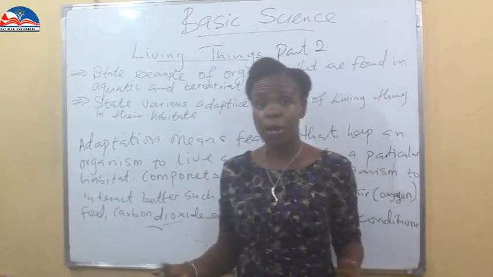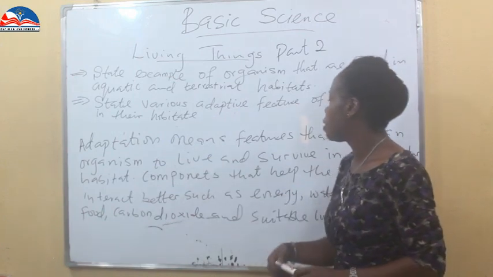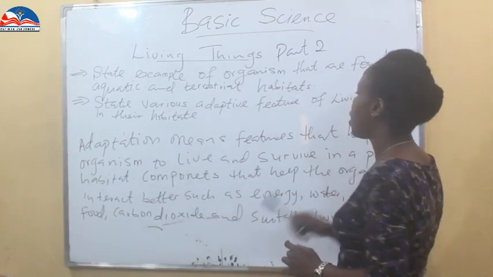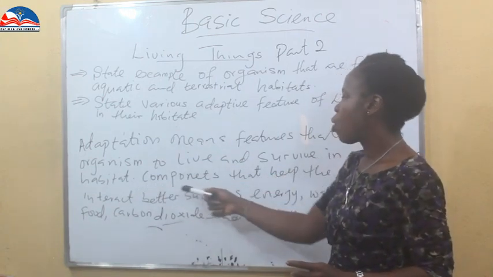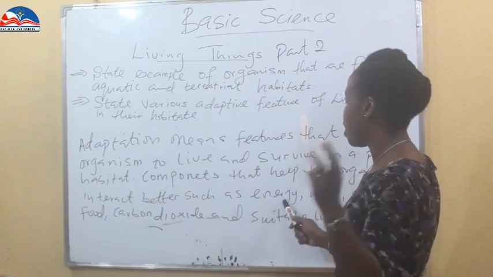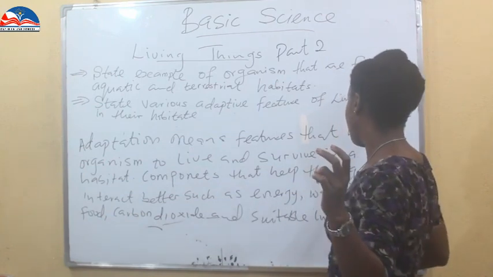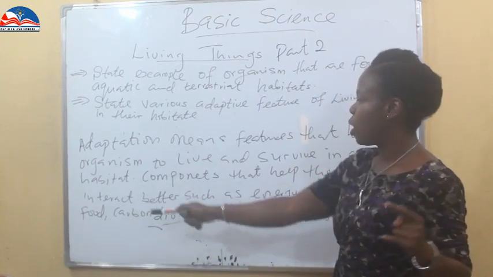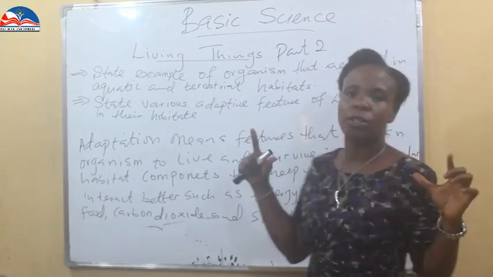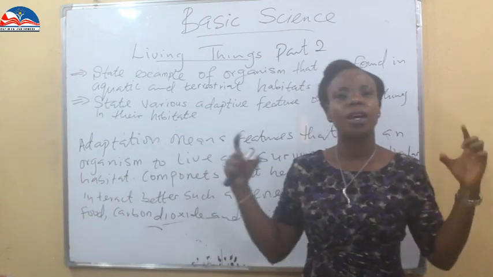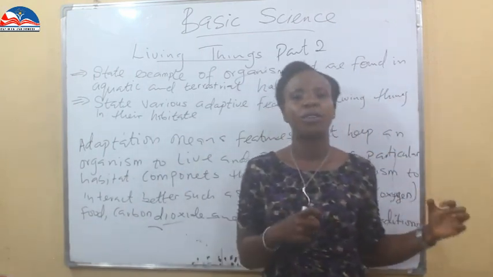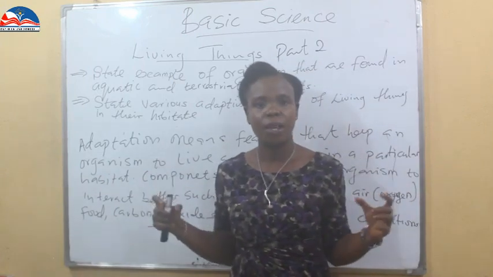And so in summary, we see that adaptation means features that help an organism to live and survive in a particular habitat. Components that help the organisms to interact better, such as energy, water, air or oxygen, food, carbon dioxide, and suitable living condition. Anything that makes the organism have a suitable living condition, it remains, it lives.